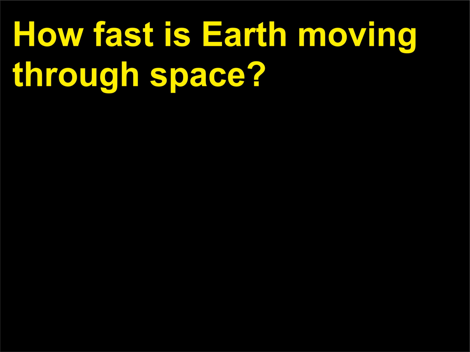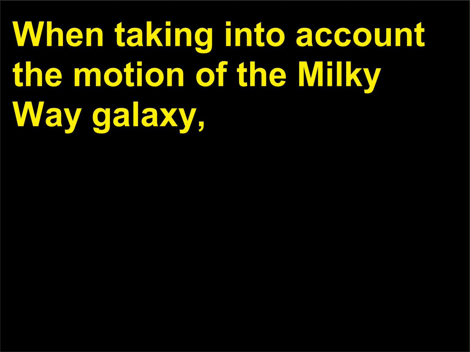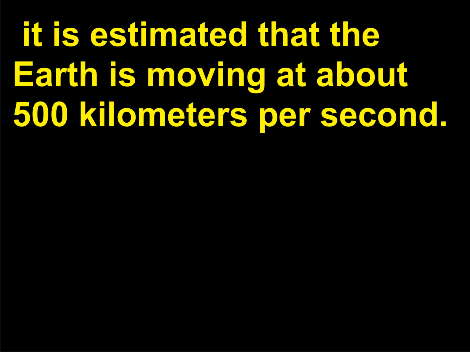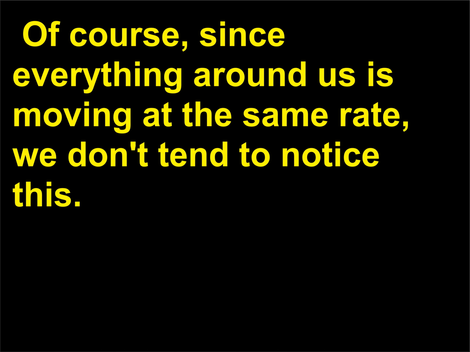How fast is Earth moving through space? When taking into account the motion of the Milky Way galaxy, the fact that our solar system rotates within this galaxy, and the motion of the Earth within our solar system, it is estimated that the Earth is moving at about 500 kilometers per second. Of course, since everything around us is moving at the same rate, we don't tend to notice this.